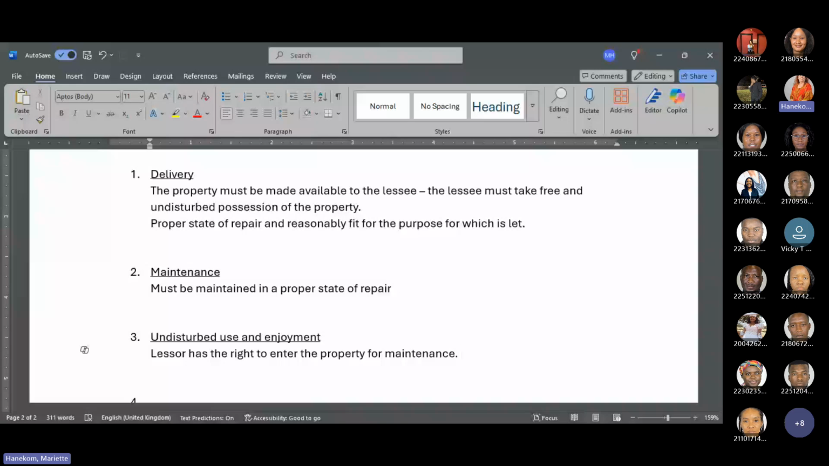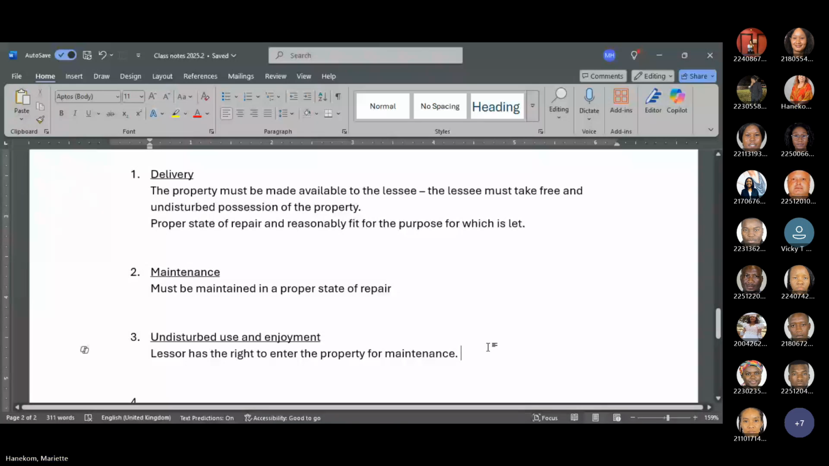If it is necessary for the needs of maintenance, the lessor actually also even has the right to request the lessee to vacate the property, to move out for a certain period of time, if it is necessary for the sake of performing maintenance.